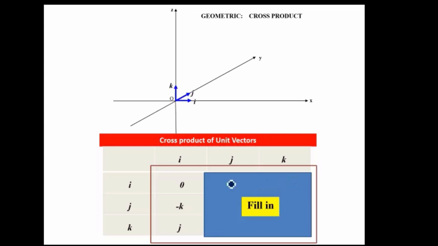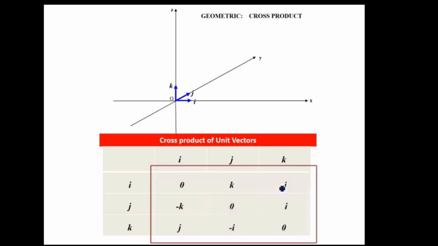Time's up, so let's see what we get. Let's take this one here, i cross k. If you come up here and take i cross k, use the right-hand rule, and you'll get a vector pointing in this direction. Because these are unit vectors, its length is 1, so therefore it's minus j. And you can compare your results with these factors here.